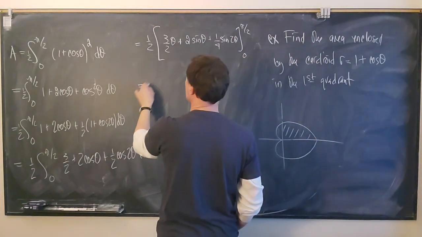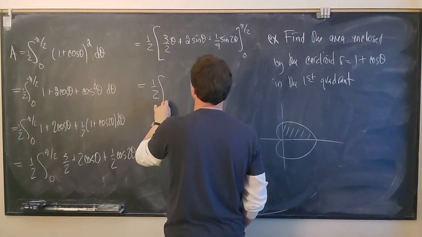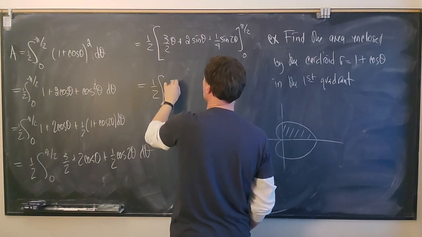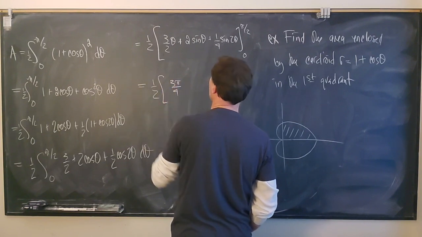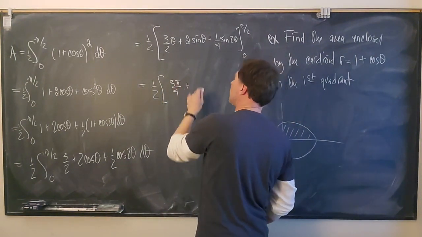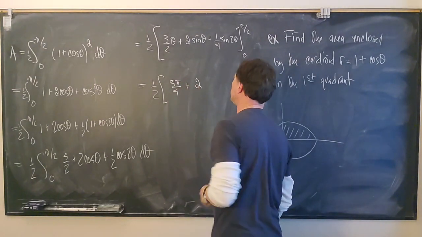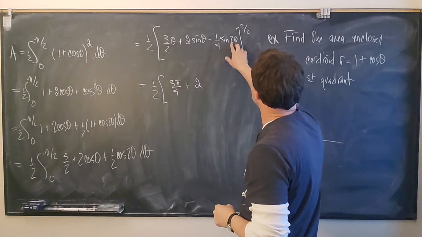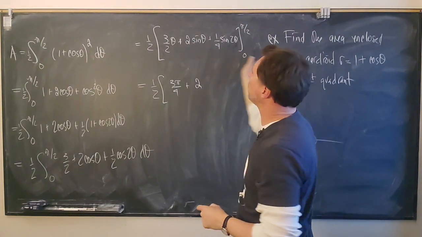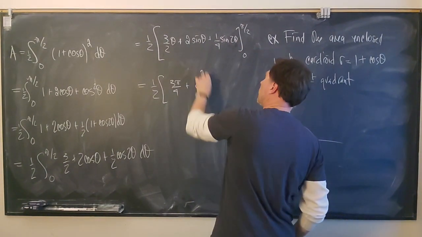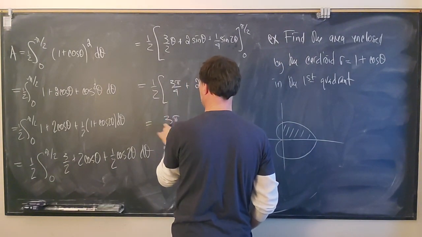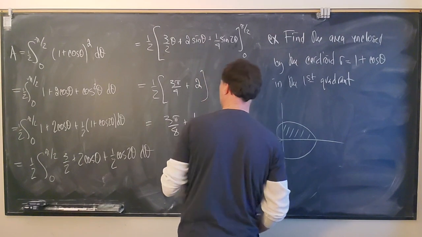Now we plug in our limits of integration, so we'll get a 1/2. This will be a 3 pi over 4 when I plug in pi over 2, plus 2 sine of pi over 2, which is 1, so this will be a plus 2. And then we'll have sine of pi, which is 0. And then when we plug 0 in, we'll get 0 all the way through. So this is going to come out to be 3 pi over 8 plus 1.